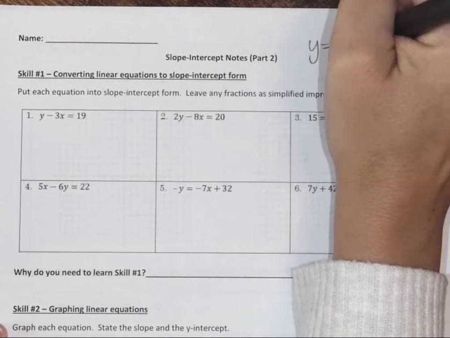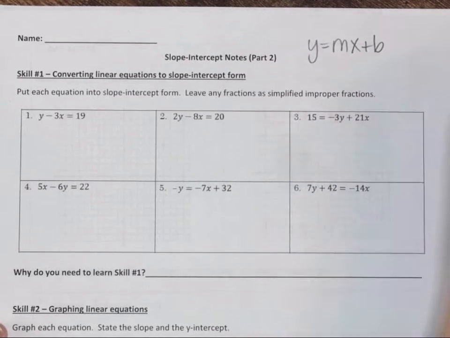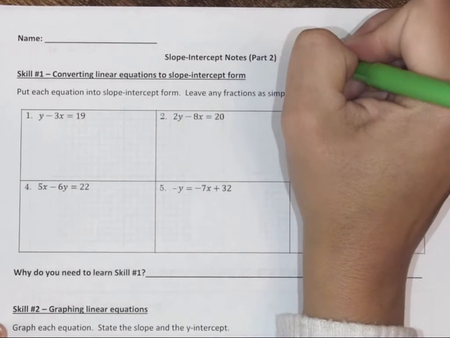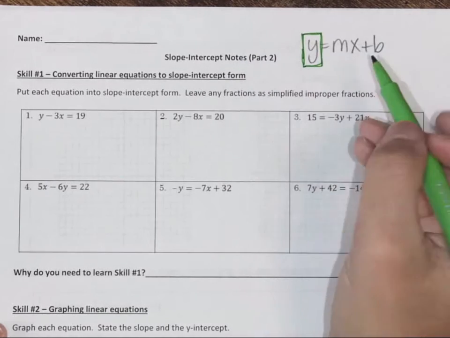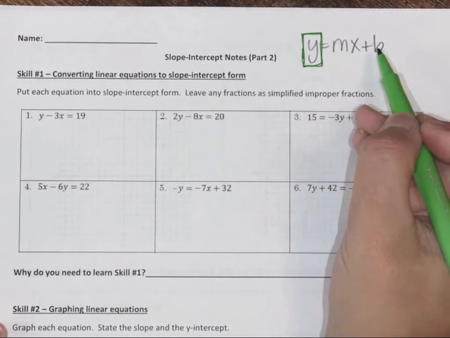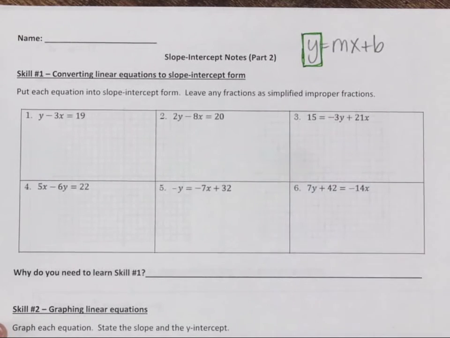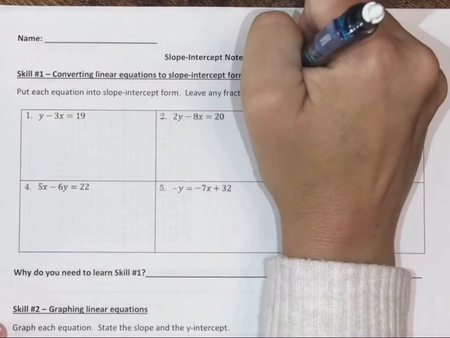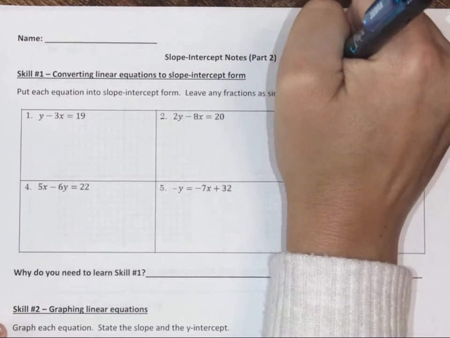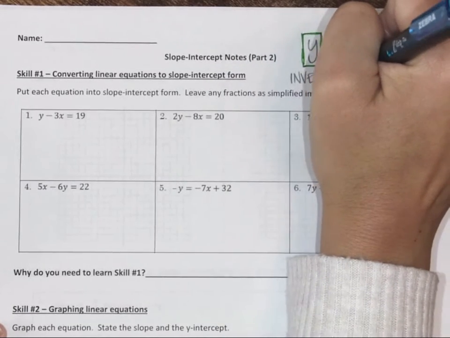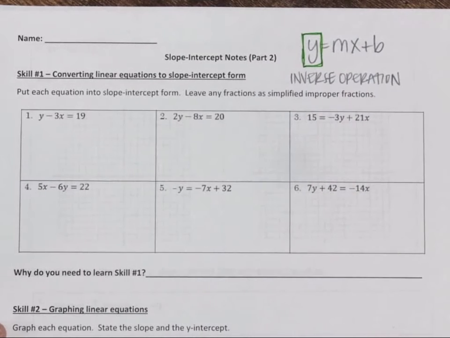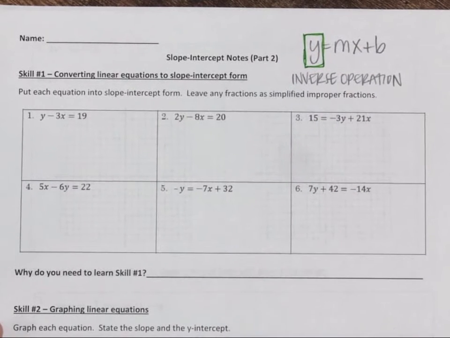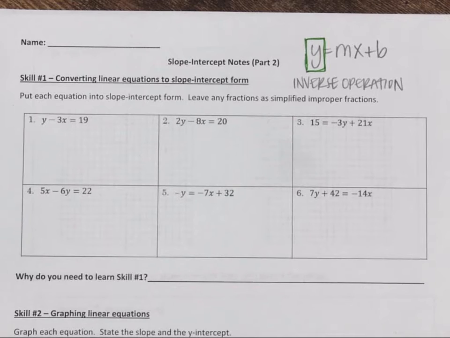So your goal would be to try and get your y value all by itself. So in order to move the mx and to move your y-intercept b, you're going to use inverse operations, which is how we solved equations, to move from side to side. So if it's a positive, then you're going to subtract. If it's a negative, you're going to add. If it's multiplied, you're going to divide. And if it's divided, you're going to multiply in order to move things from left to right.